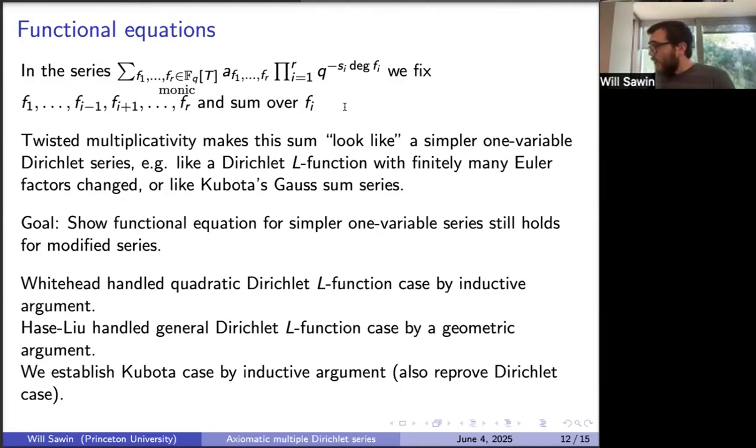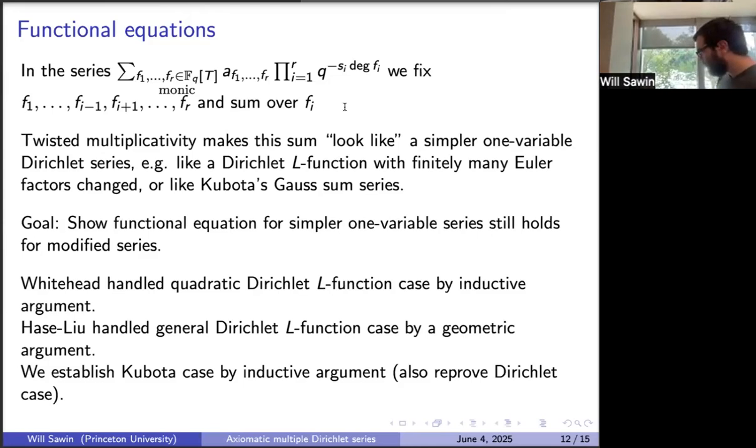And what you can observe using the twisted multiplicative relation is that this one variable sum looks like a one variable series that you may be more familiar with. It could look like a Dirichlet L function, or sometimes it looks like Kubota's series of Gauss sums. In the Dirichlet L function case, what I mean by look like is more precisely that it is the Dirichlet L series, except after changing finitely many of the Euler factors. So all but finitely many of the Euler factors agree with the Euler factors of the Dirichlet L function.